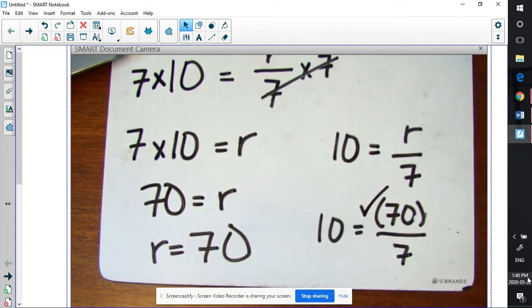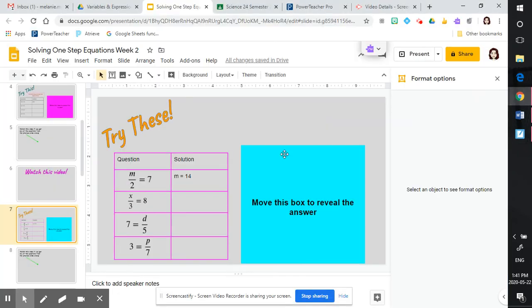Okay, thank you guys so much for watching. What you're going to do next is go back to your slide and try these 3 examples, and then move this box over to see if you got it right.